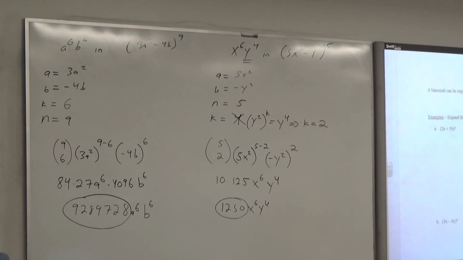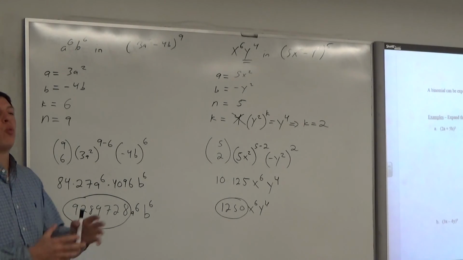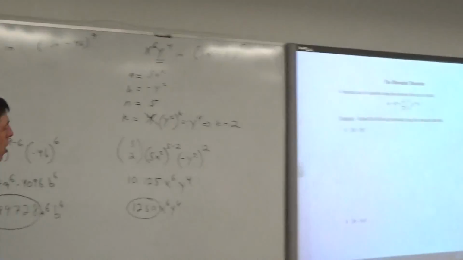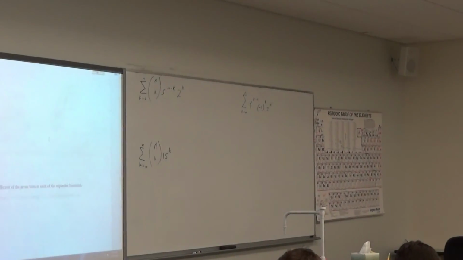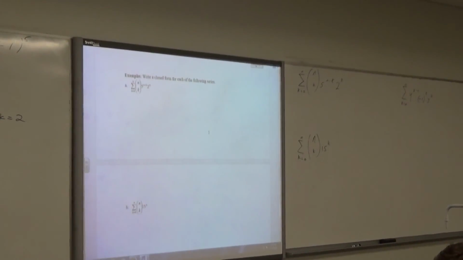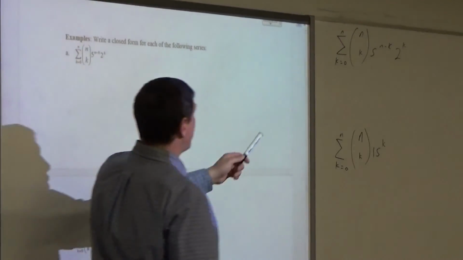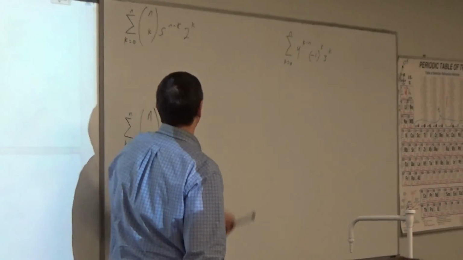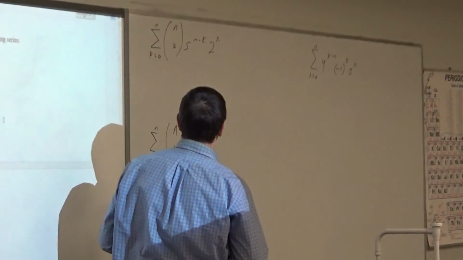Another type of problem that we haven't looked at yet is what happens if I give you the series and I want you to go to the closed form of the binomial. These aren't too difficult either. So I give you this series: the sum from k equals 0 to n of n combination k, 5 to the n minus k, and then 2 to the k.